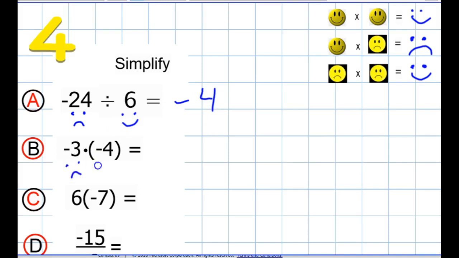Here we have a sad person times a sad person. Two sad people make a positive person. -3 times -4, 4 times 3 is 12.